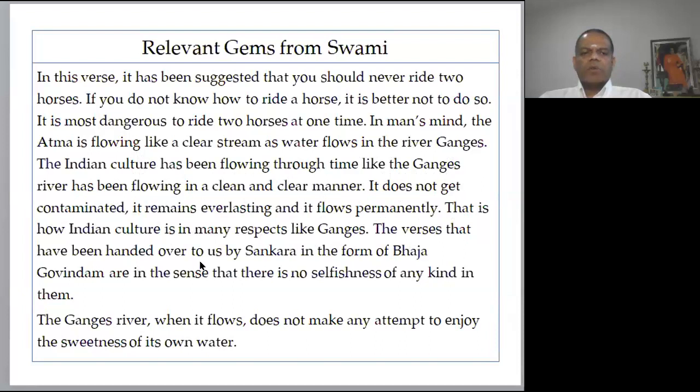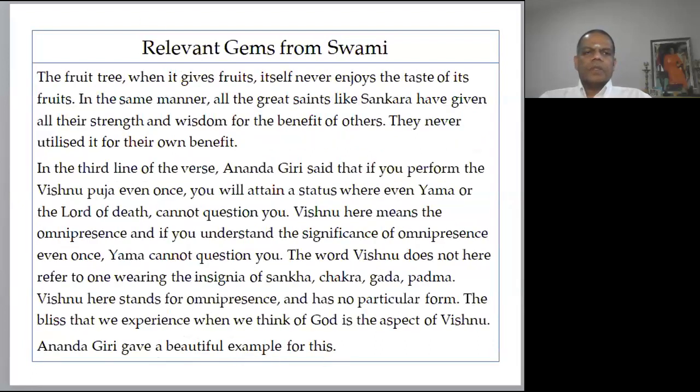The verses that have been handed over to us by Shankara in the form of Bhaja Govindam are such that there's no selfishness of any kind in them. The Ganges river, when it flows, does not make any attempt to enjoy the sweetness of its own water. The fruit tree, when it gives fruits, itself never enjoys the taste of its fruits. In the same manner, all the great saints like Shankara have given all their strength and wisdom for the benefit of others. They never utilize it for their own benefit.